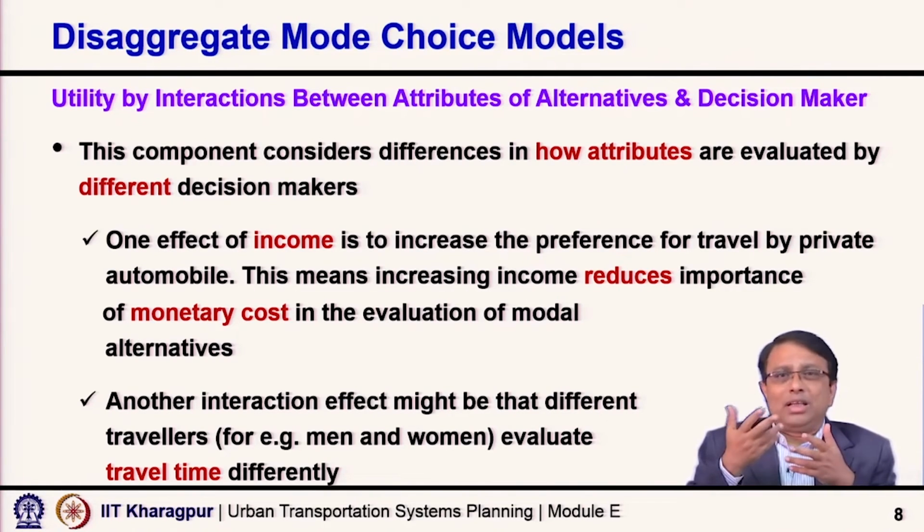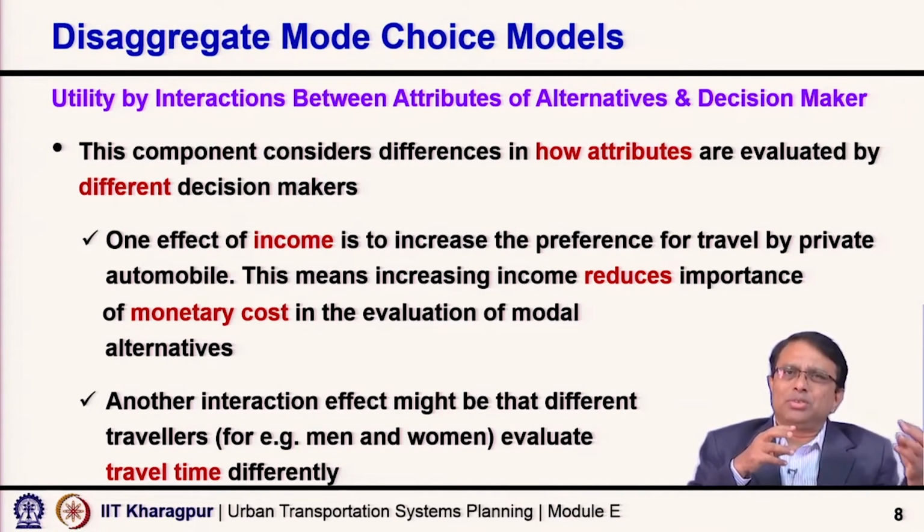Maybe the income effect you will bring in one form, and maybe in some other way you can bring the gender effect. If you are talking about qualitative attributes, maybe in some other way you will consider the effect on qualitative attributes, right. So, remember that it involves both attributes related to the alternatives and the socioeconomic characteristics of the individual or the trip purpose.